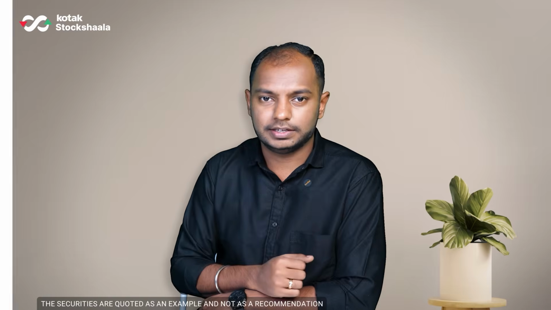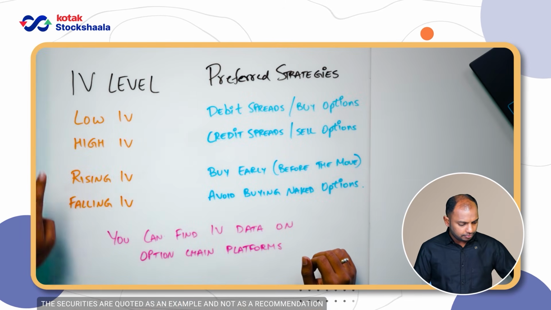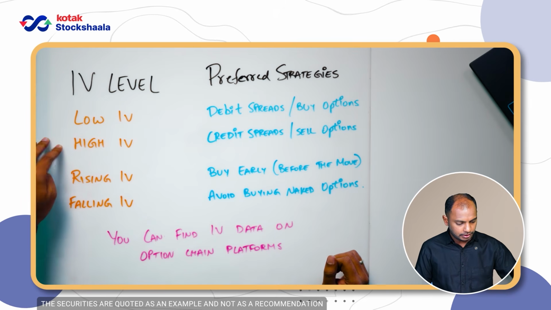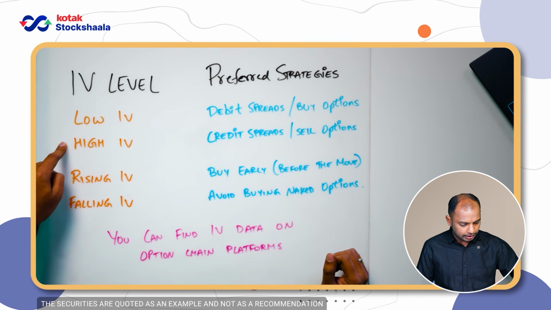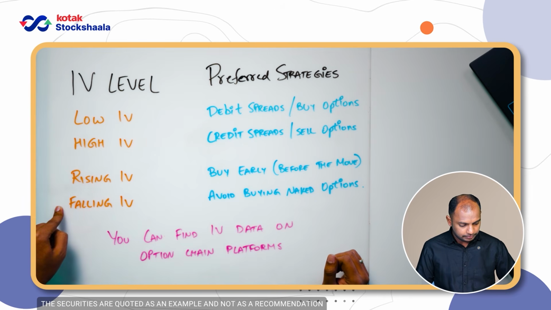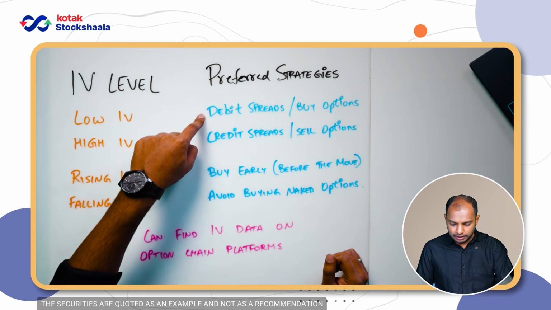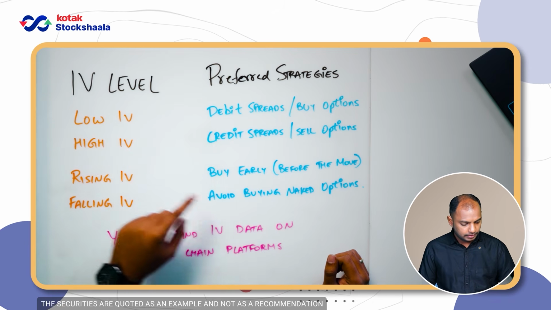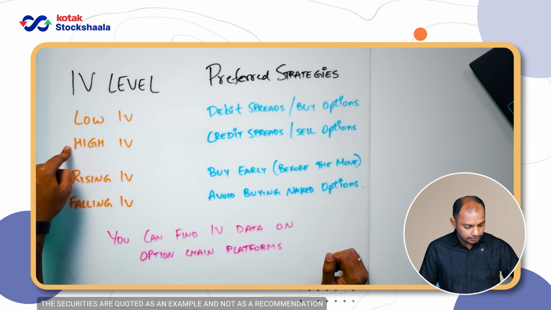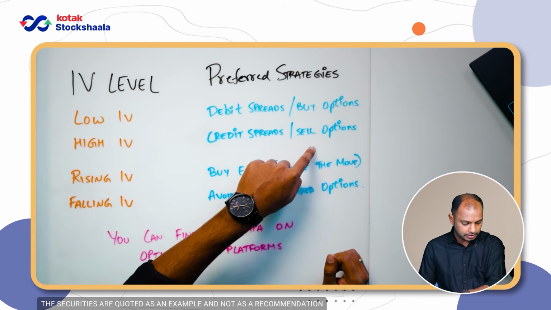Now let's discuss when to use IV in strategy selection. So let's head to the whiteboard. Here I have taken 4 different IV scenarios. One is low IV, one is high IV, third is rising IV, and fourth is falling IV. If the IV is low, then you can go for a debit spread or buying options. Whereas if the IV is high, then you can go for credit spreads or selling options.